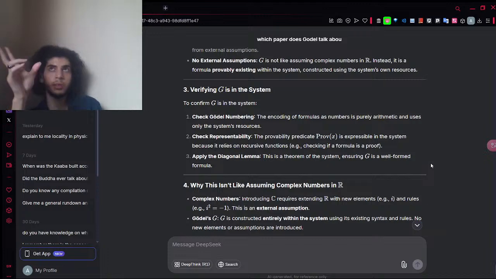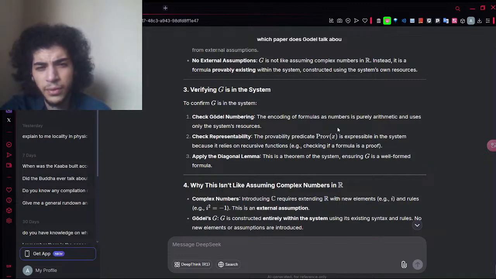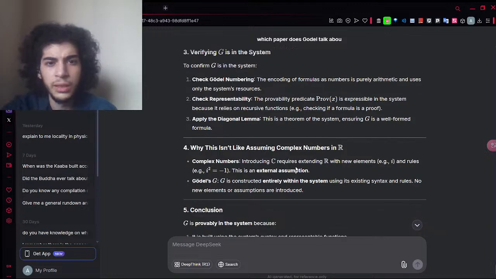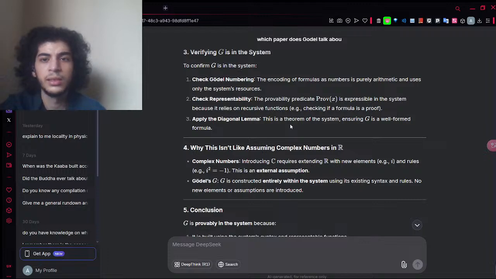So the function Prov(x) checks if a formula is provable, which would make it Boolean. But if it checks whether a formula is provable, then you have to know whether Prov(x) equals true or false. Apply the diagonal lemma. This is a theorem of the system ensuring G is a well-formed formula.